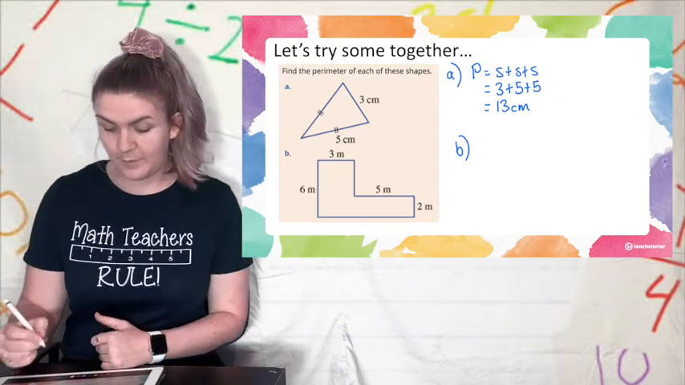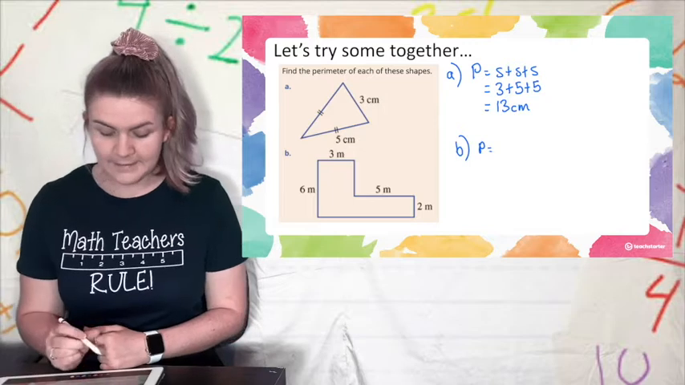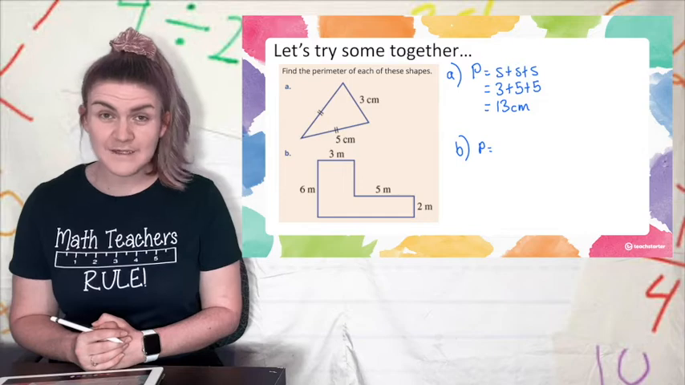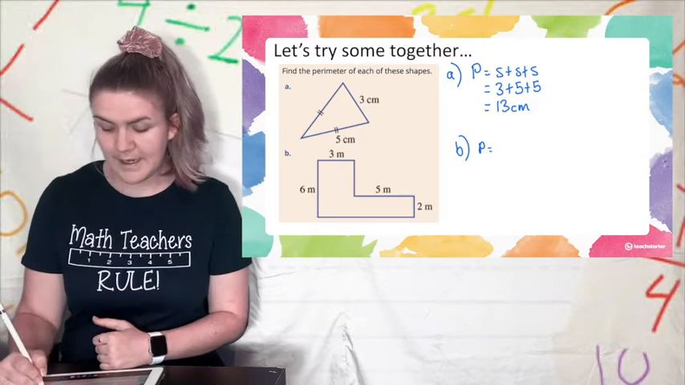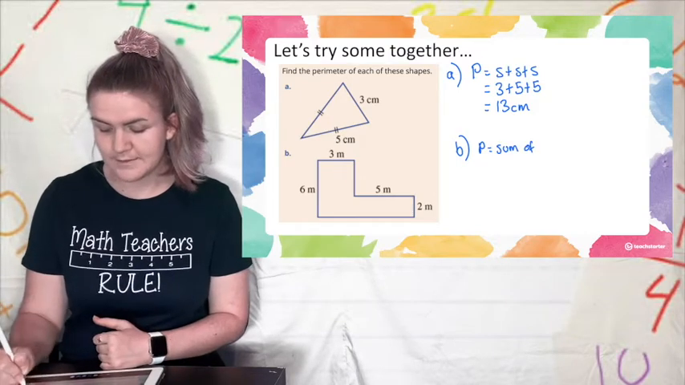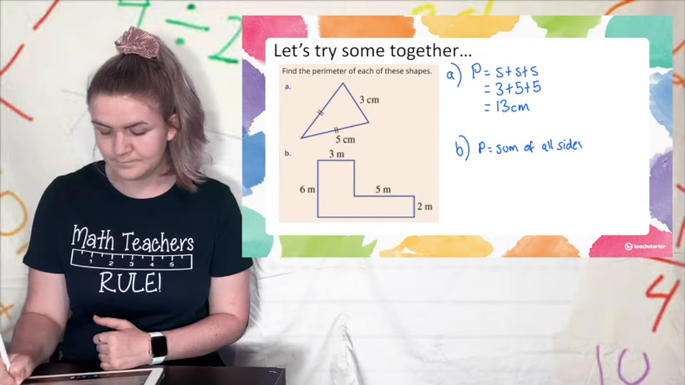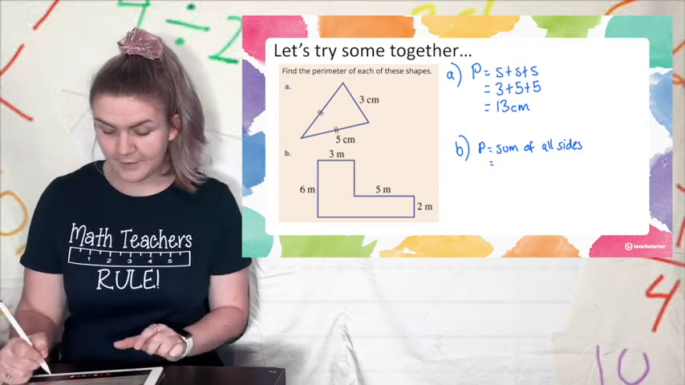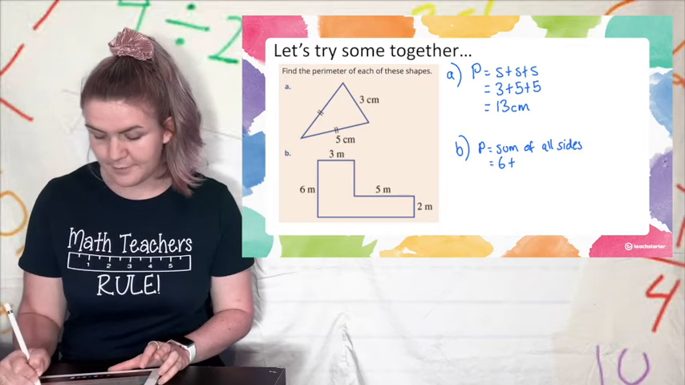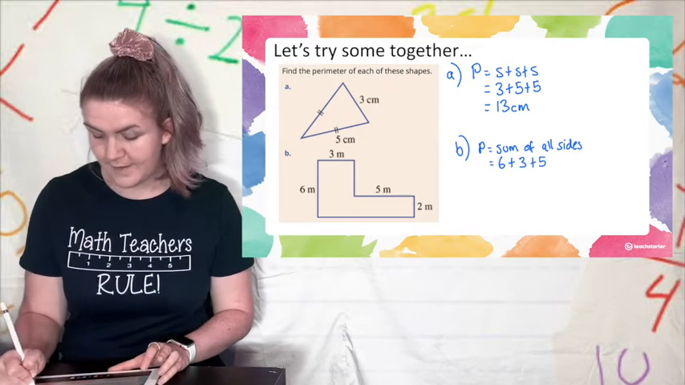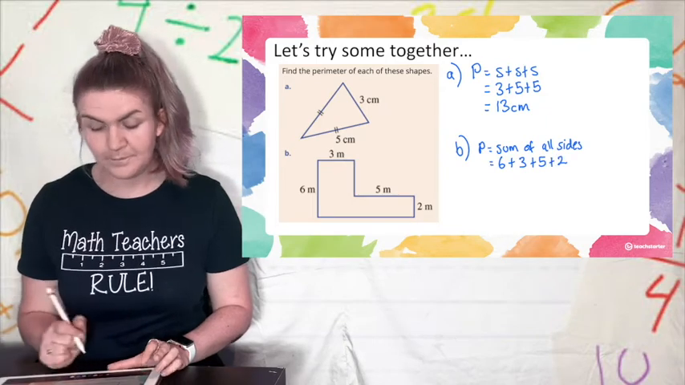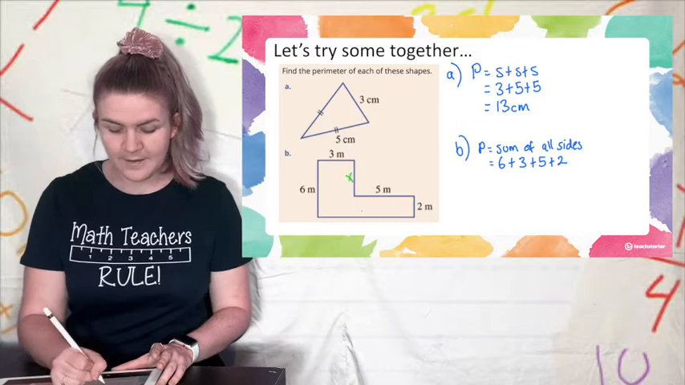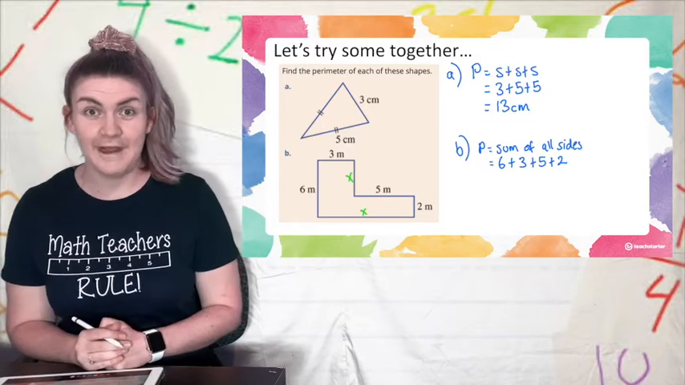Now I'm going to write my formula. P equals, and I've got 1, 2, 3, 4, 5, 6 sides. I've got 6 sides, so I'm just going to write P equals sum of all sides. Now I'm going to put in all the information I know. I've got a 6 plus a 3 plus a 5 plus a 2. But I've got 2 sides here that I don't know the distance of. These are the 2 sides I have to figure out.